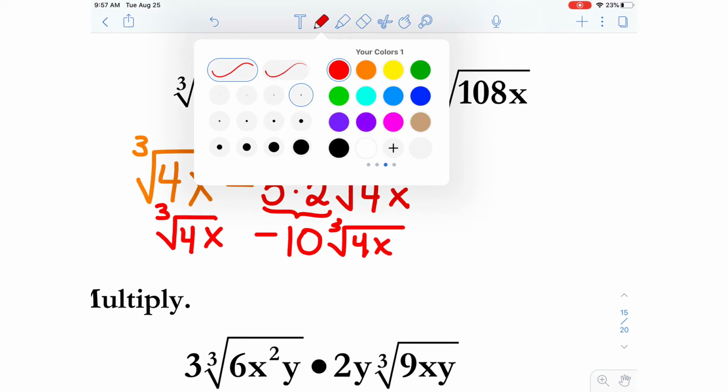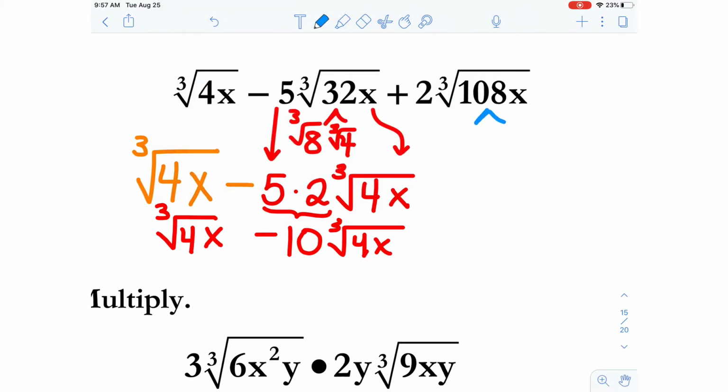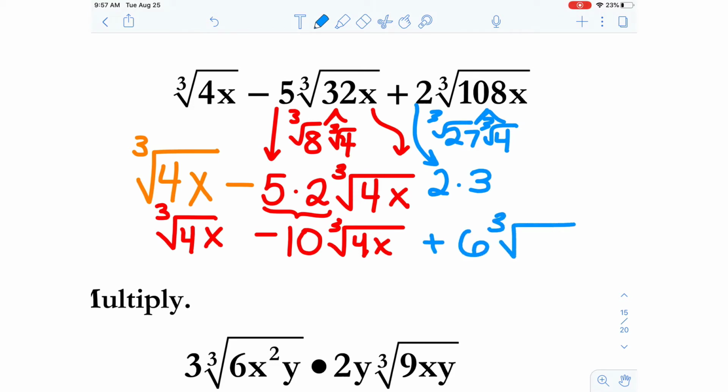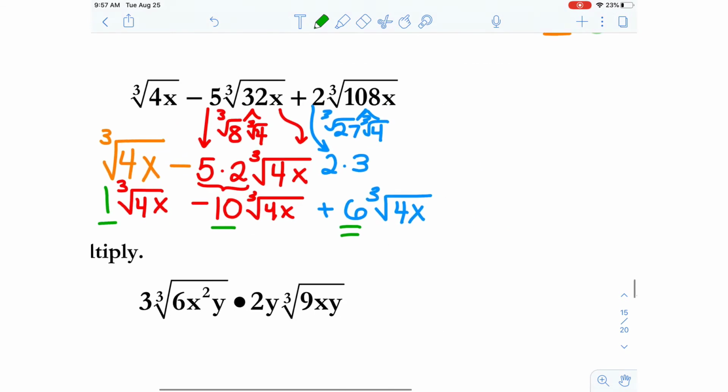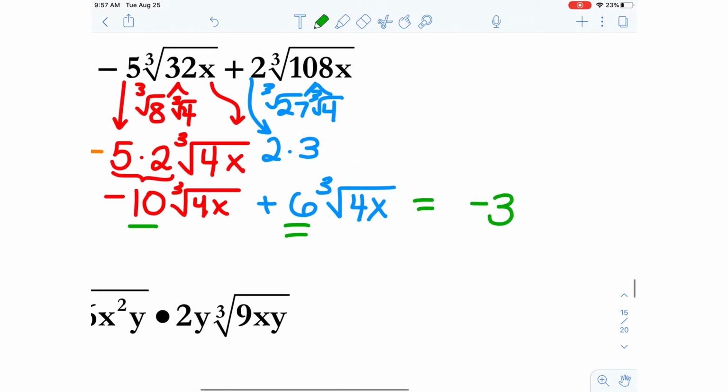Last one, 108. Let's see, divide that by 4 and it's 27, and hey, that's a perfect cube. So the cube root of 27 is 3. Don't forget that 2 there. 2 times 3 is going to give me a plus 6 cube root of 4x. And sure enough, I have all like terms. Let's combine. There is an invisible 1 coefficient with the first one. 1 minus 10 is negative 9, plus 6 is negative 3, times the cube root of 4x.